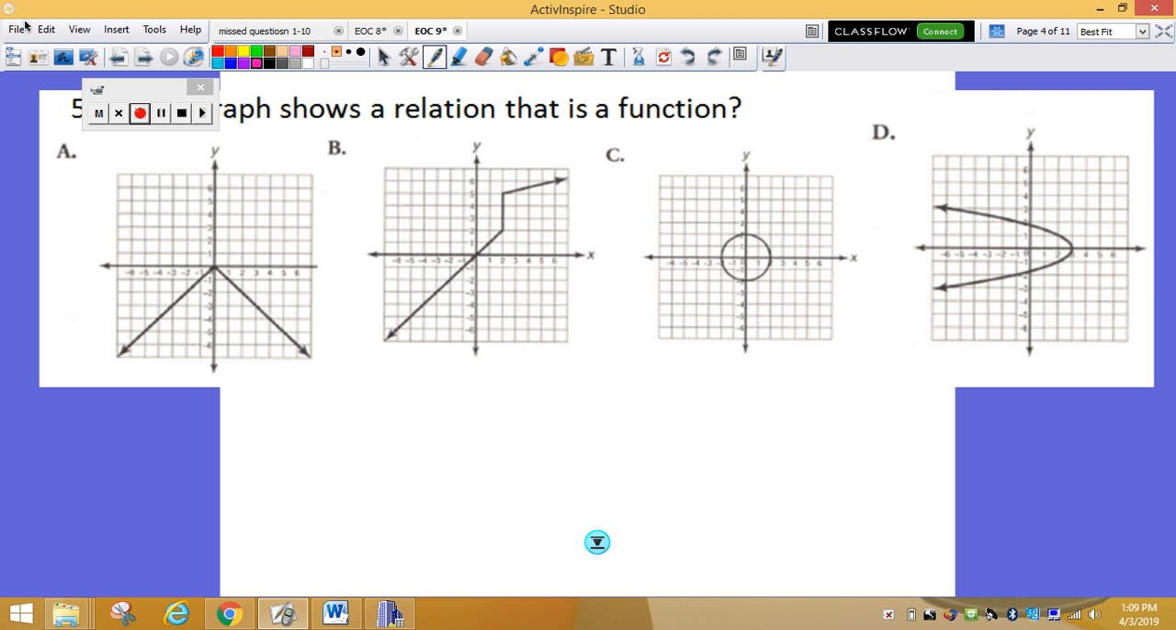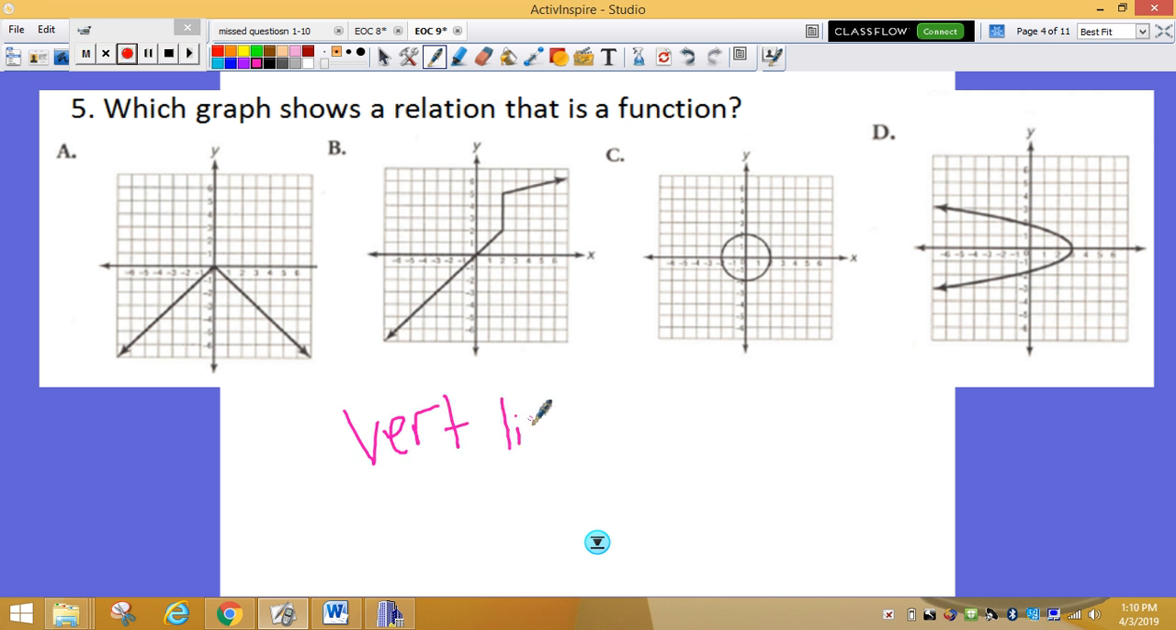All right, how to tell if something is a function? We do something called a vertical line test. What that means is we're going to draw a straight line, and it can only touch once. It can only touch once. So let me do some that are not first. This circle, if I drew a vertical line, it touches here and here. It touches twice. So this one is not a function. Same thing here. I draw a vertical line. It touches twice. So this is not a function.